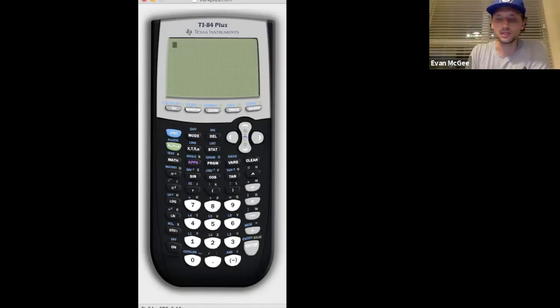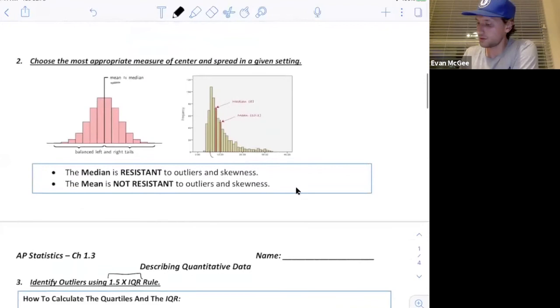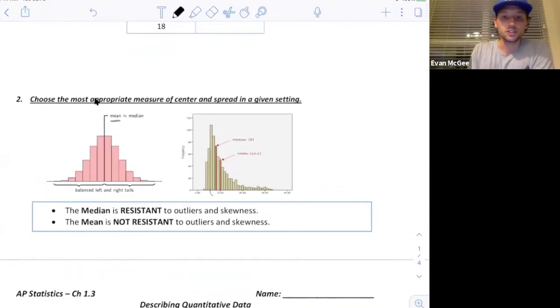So the next question is, how do I know when to use the median? How do I know when to use the mean? And it's really a simple answer. The second standard: choose the appropriate measure of center and spread. I'll talk about spread later. The median is resistant to outliers and the mean is not resistant to outliers.